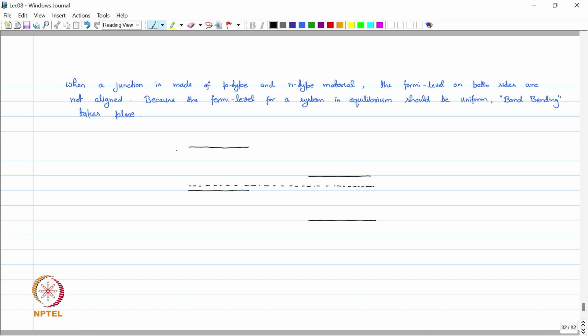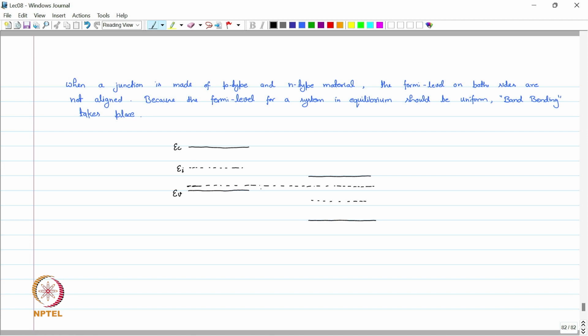So let's say this is p-type, where this Fermi level is close to the valence band. So this is our EV and this is EC, the conduction band energy, and this is our Fermi level, and our intrinsic Fermi level lies somewhere in the middle. This is our EI, the intrinsic Fermi level.